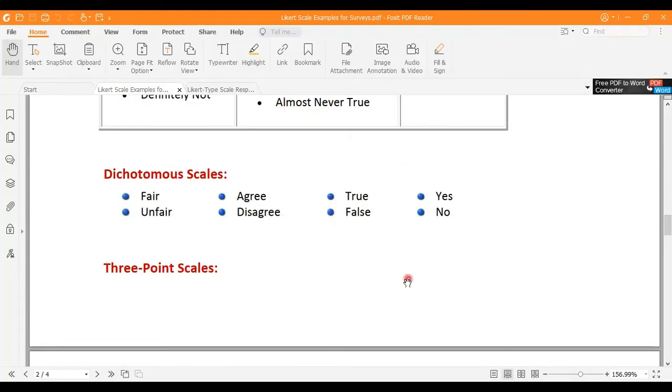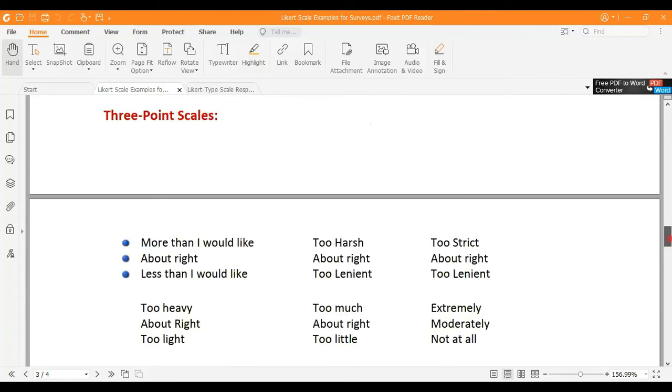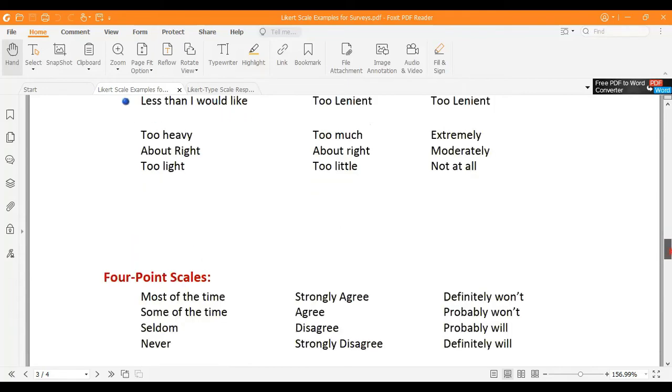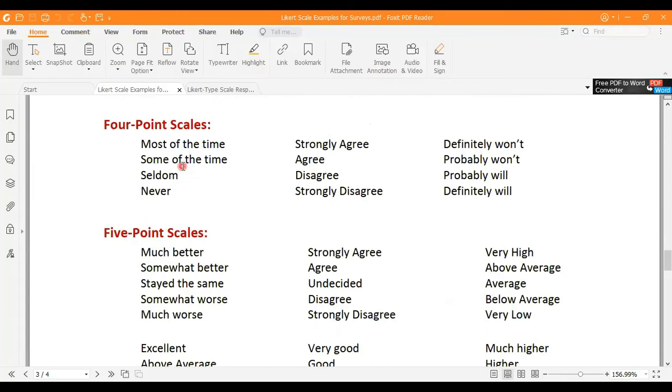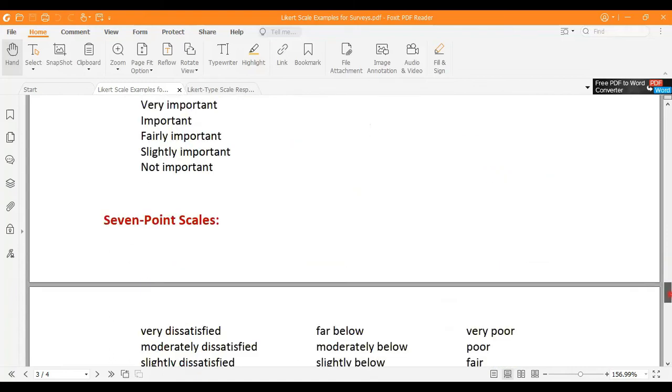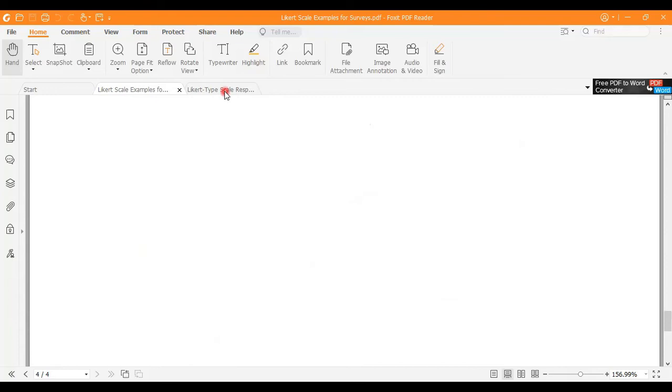Documents means that whenever only two options are available: fair, unfair, agree, disagree, true, false, yes, no. These are examples of the 3-point Likert scale, where you are looking at a neutrality option. 4-point Likert scales are there where neutrality is not available. 5-point Likert scale, 7-point Likert scale. These are examples. Okay.